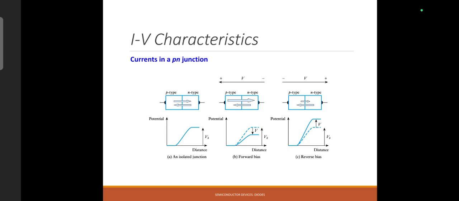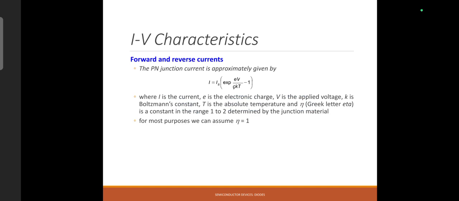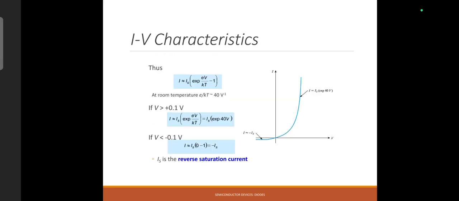So this slide shows the IV characteristics graph of a PN junction diode in forward bias and in reverse bias and the isolated junction. This slide shows the diode equation that is actually given by the Shockley diode equation. This equation shows that diode current increases exponentially with the applied forward voltage. A small increase in forward voltage produces a large increase in the current. This is the diagram showing the behavior of the current with respect to the temperature.